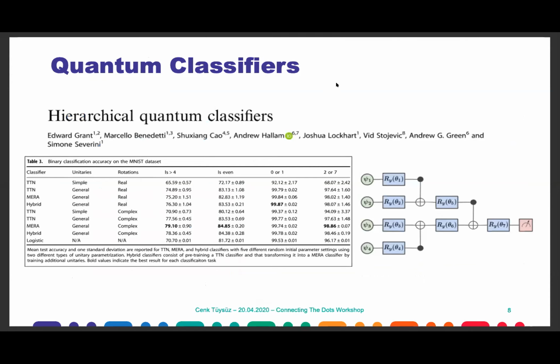So in the literature, you can find many papers on quantum classifiers and how to do quantum machine learning. Here you see a very basic example. On the right, there is a quantum circuit that consists of 4 qubits. And with this circuit, you can do classification with the very famous MNIST dataset, and you can achieve pretty good results with this circuit.